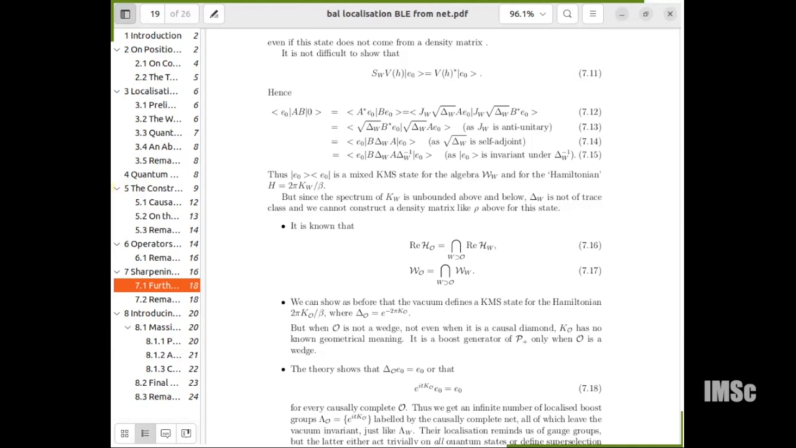Using this S_W, we can define a real subspace of the Hilbert space, the giant Hilbert space where everything is operating. We define a real subspace, namely those vectors that are invariant under this modular operator. Then, using that, we can define a wedge algebra whose elements I used to call W, but for some reason the notation has shifted to V.